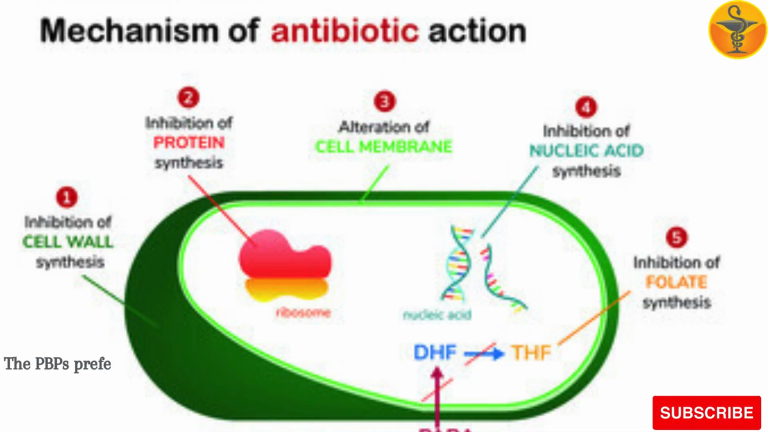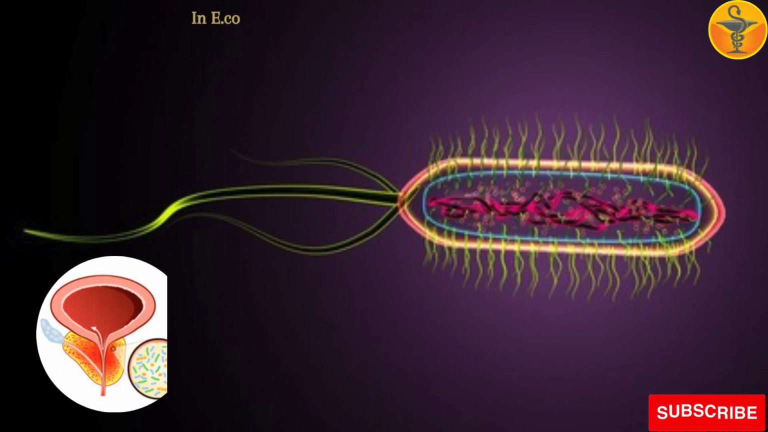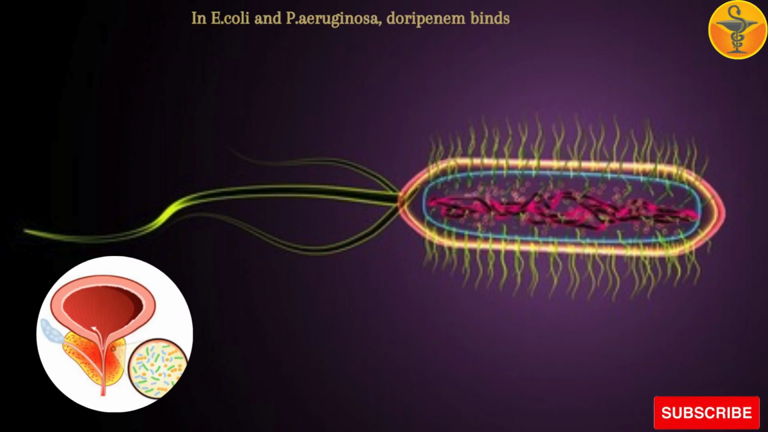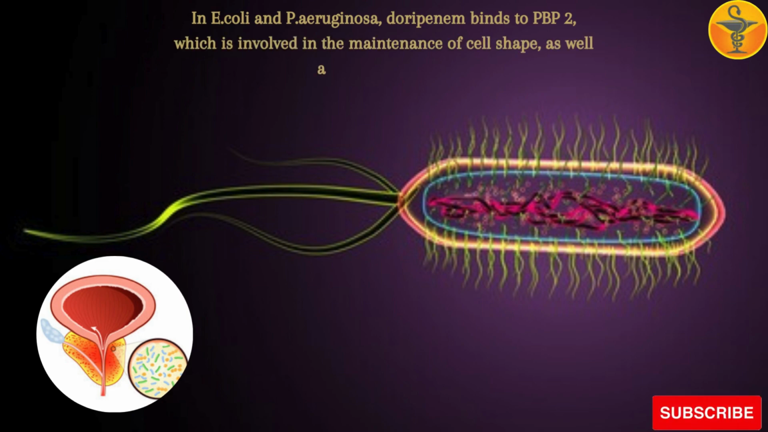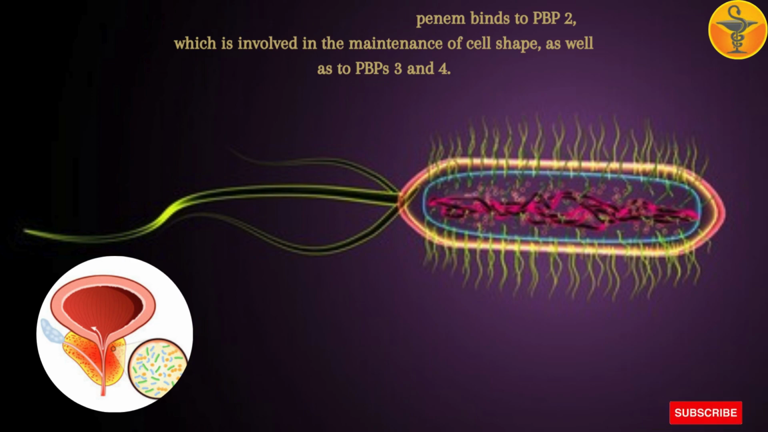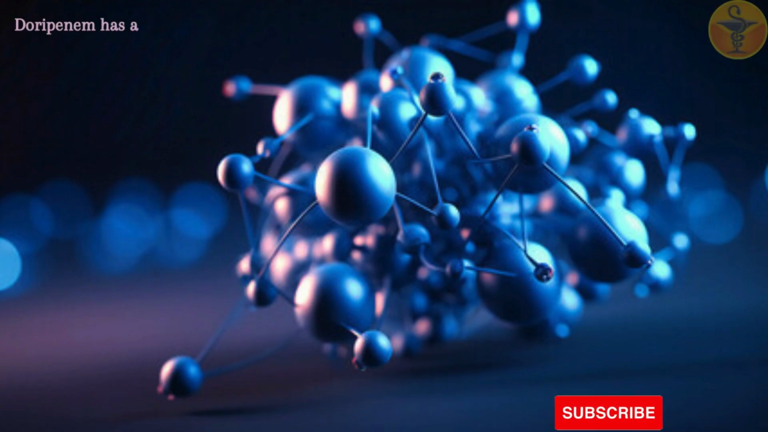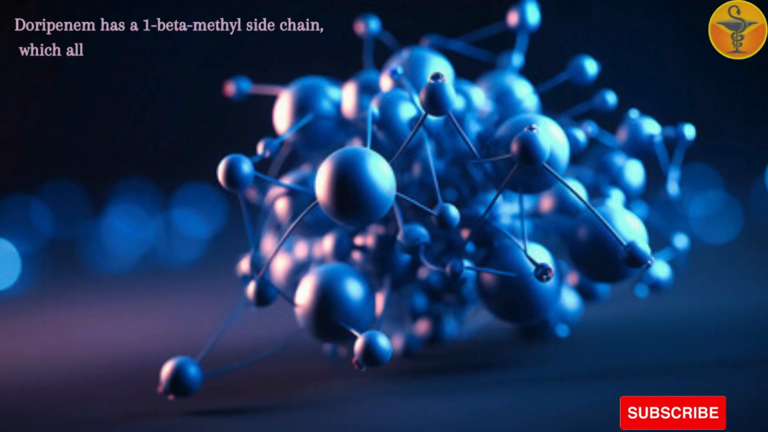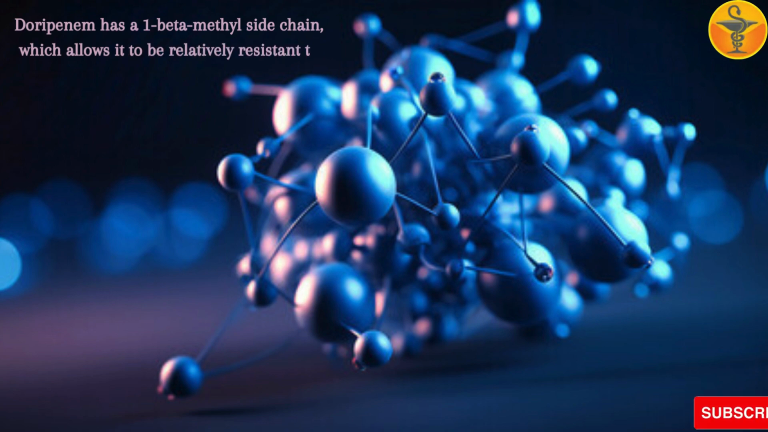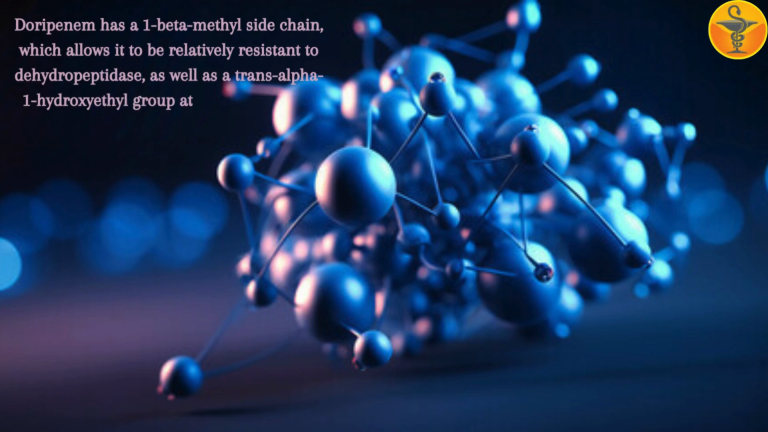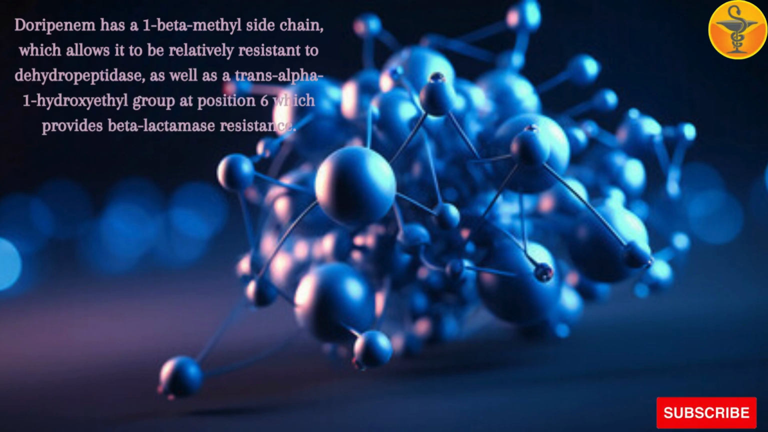The PBPs preferentially bound by different carbapenems depend on the organism. In E. coli and P. aeruginosa, doripenem binds to PBP2, which is involved in the maintenance of cell shape, as well as to PBPs 3 and 4. Doripenem has a 1-beta-methyl side chain, which allows it to be relatively resistant to dehydropeptidase, as well as a trans-alpha-1-hydroxyethyl group at position 6 which provides beta-lactamase resistance.